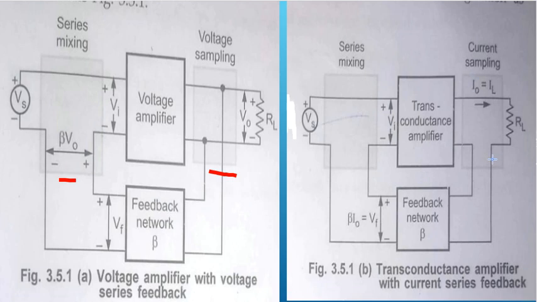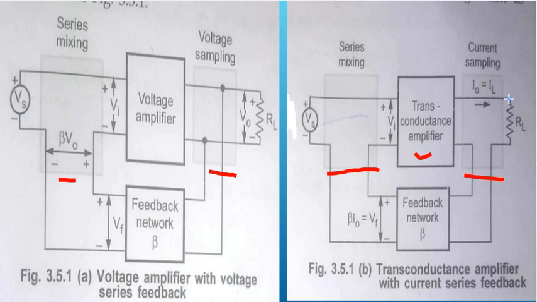In the current series feedback amplifier, the sampling network is the current sampling and the mixing is series. So based upon that sampling and mixing, we call this the current series feedback amplifier. Here the basic amplifier is a transconductance amplifier, because the input is a voltage source and the output is a current. So the gain of this amplifier is the ratio of output current to input voltage.